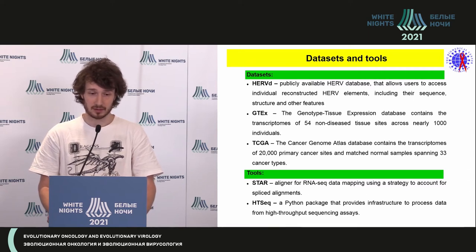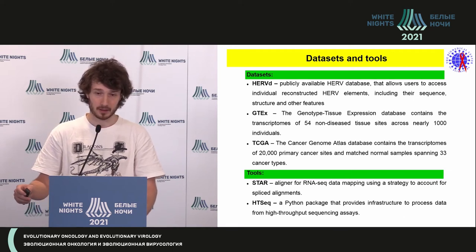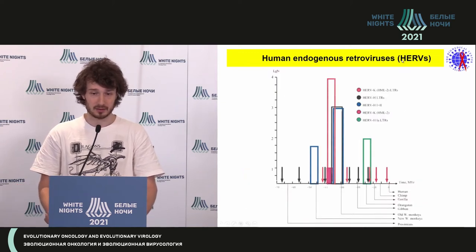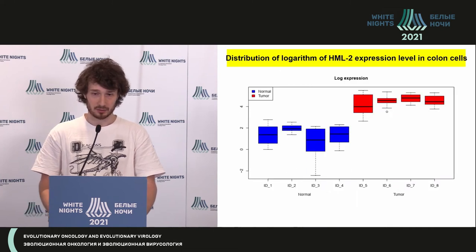To process the data, we used tools such as STAR and HT-Seq. So we measured expression level using this software. Here you see the age of endogenous retroviruses entering the human genome, and we concentrated on family HML2, which is related to the larger family of endogenous retroviruses, the K family, because they entered the human genome about 100,000 years ago. So it is a very young family.